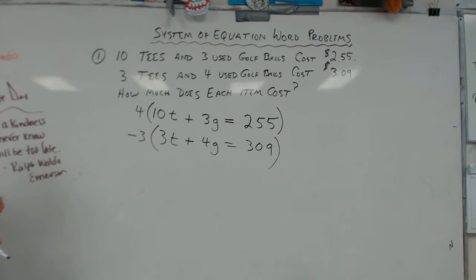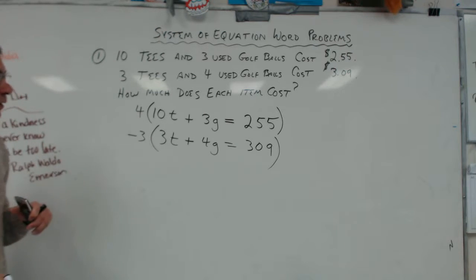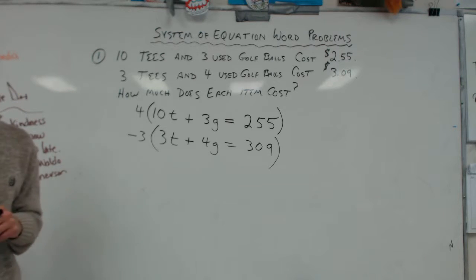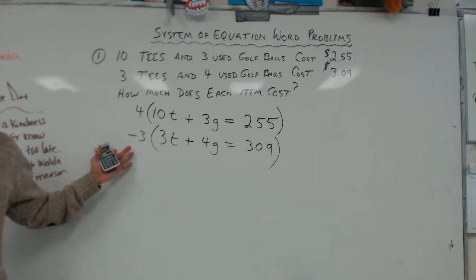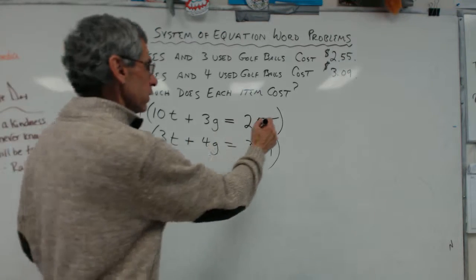Does that make sense? I could have made that negative 4 and that positive 3. It doesn't matter. It'll still work. It would be easier to do the negative times the lower number. I agree. Okay, so now I've got to rewrite it over here.